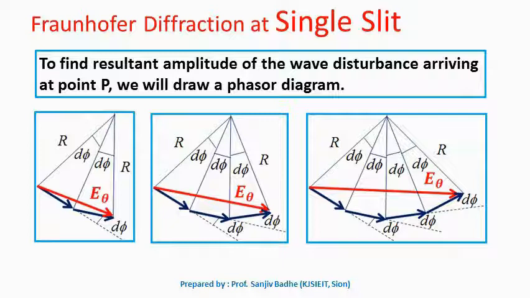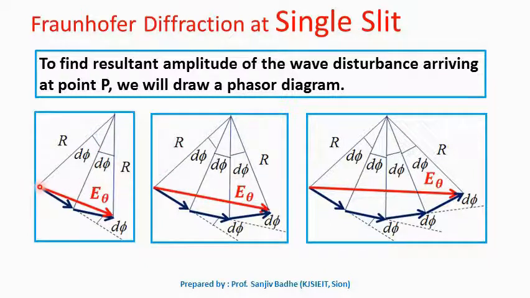Let us try to understand how to draw a phasor diagram in order to find the resultant amplitude of the wave disturbance going at point P. To draw a phasor diagram, we will represent each wavelet by a vector. This is vector number 1, which represents the wavelet coming out of slit number 1 of width dx. This is vector number 2. The angle between the two vectors is d phi, which is nothing but the phase difference between the two wavelets. So, this d phi will be the same as this d phi.